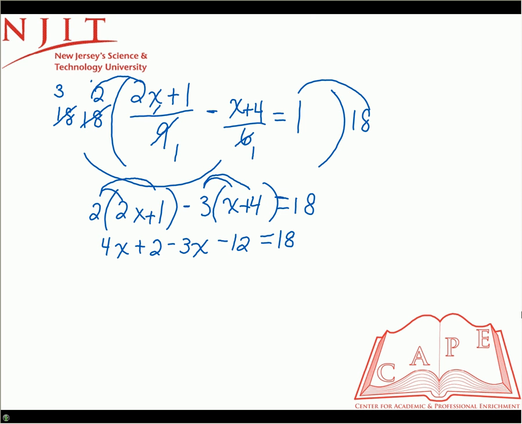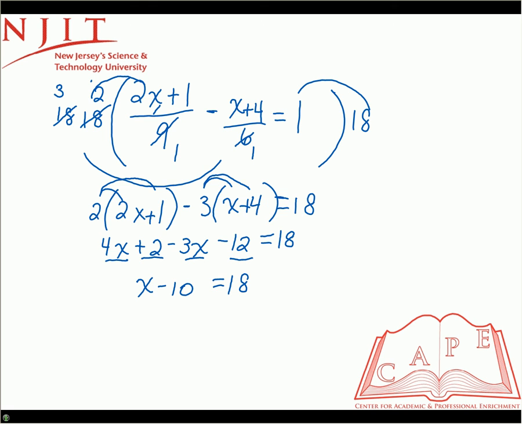Okay? Now before I start moving things between the left and the right side of the equal sign, you want to always collect like terms on the one side if you have many common terms. Like here we have the 2 and the minus 12 that can go together, and then the 4x and the minus 3x that can go together. So let's bring them together. So we have a 4x minus 3x, which is just 1x. And then we have the 2 minus 12, which is minus 10. And then on the other side we just have 18.